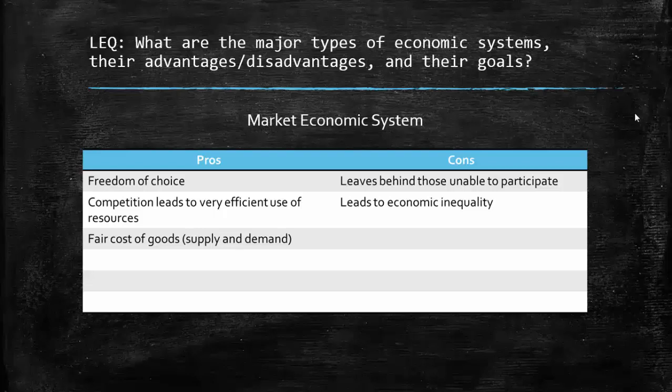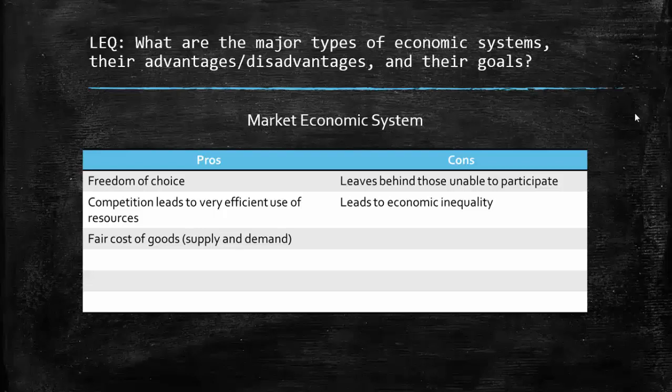Now, here are some obvious cons of the market economic system. People are going to get left behind. The people who cannot participate in the market economy, those who can't work, those who can't work hard, who don't have a good work ethic, who may be less intelligent, they tend to be the lower to poverty level class.